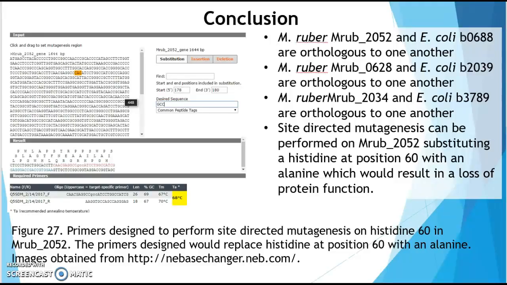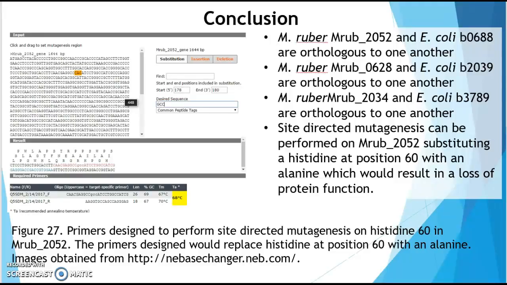MRUB0628 and E. coli B2039 are orthologous to one another and code for the protein glucose 1-phosphate thymidylyltransferase. And MRUB2034 and E. coli B3789 also code for the protein glucose 1-phosphate thymidylyltransferase and are orthologous to one another.